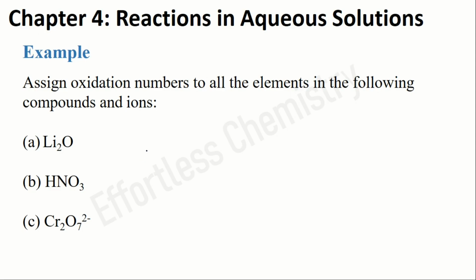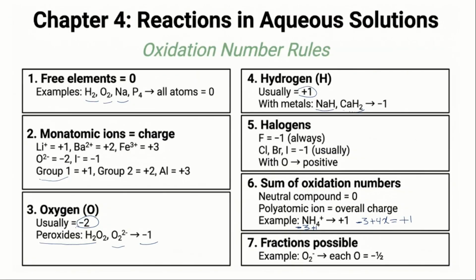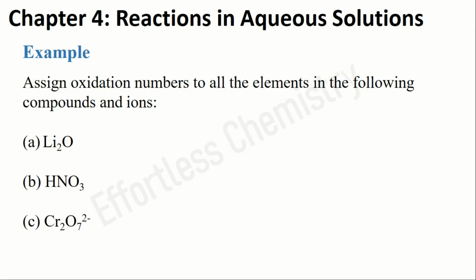Here, as an example, assign oxidation numbers to all the elements in the following compounds and ions. Consider that for solving such examples, you have to refer back to the previous table that I have provided, and even at the end of this lesson, in the description, I have provided a table in which there are the most common oxidation numbers of all the elements. So better to memorize the common oxidation numbers of the elements.